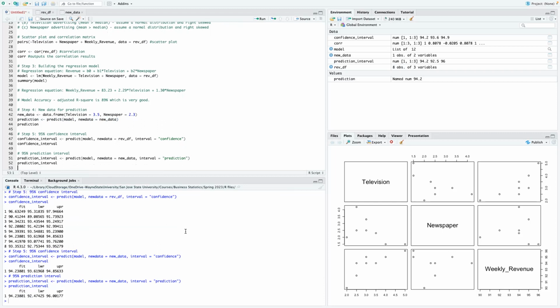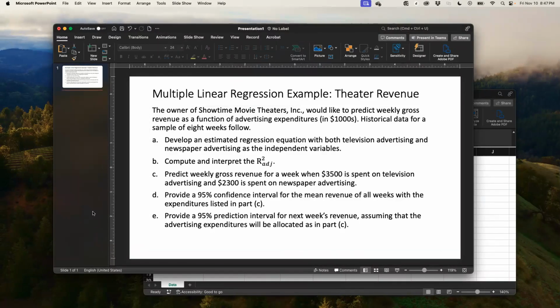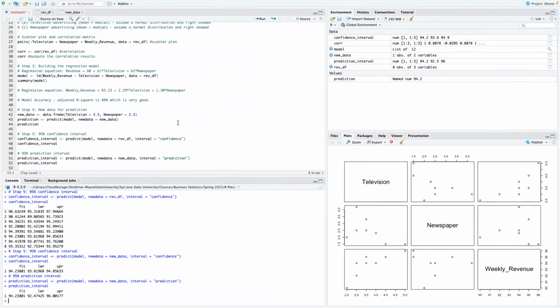So we're doing it only for the new data, right? You could see that we had our prediction of $94,000, but our prediction interval goes from $92,000 all the way to $96,000. So that's giving us some sort of boundary that our actual estimate would be under. So this is how we could use R to solve a multiple linear regression problem.